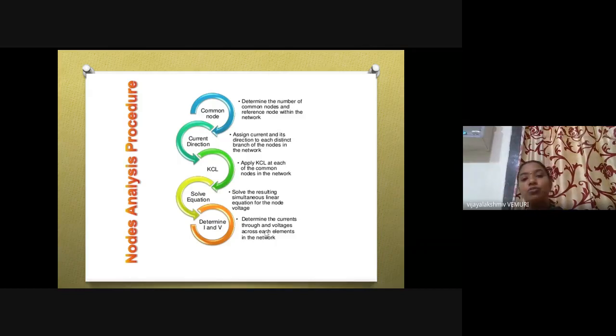So first, what do you need to do? First, you need to identify the common nodes and reference nodes. Second, you need to assign currents at the common nodes. After assigning the currents, you need to apply KCL at each and every node. After applying KCL at each and every node, you need to write down the simultaneous equations. These are all KCL equations, mind you, that nodal analysis, all are KCL equations, current equations.